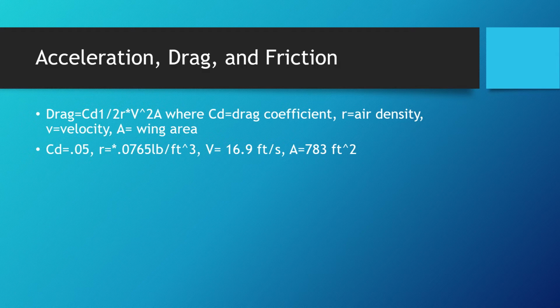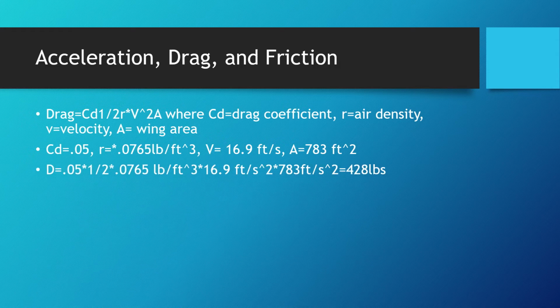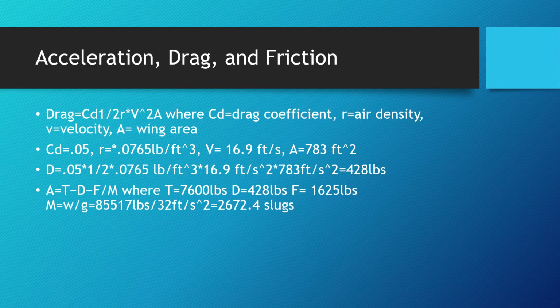We're assuming 10 knots, which comes out to 16.9 feet per second, and then the area of the wing again is 783 feet squared. So for drag, we plug that all into the equation, and we come up with about 428 pounds of drag when we're going 16.9 feet per second velocity. And so we have our drag numbers now, so now we can plug it into this acceleration equation.